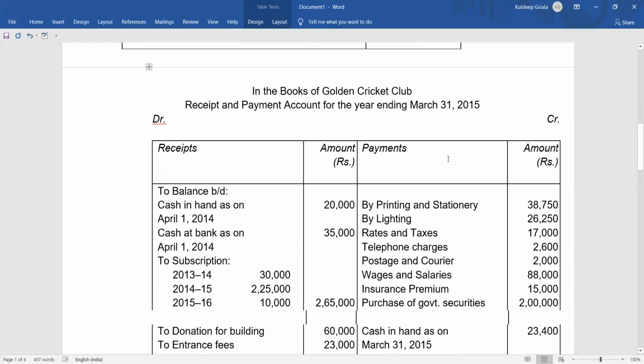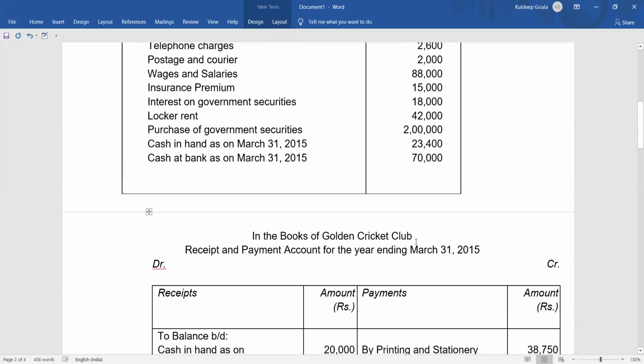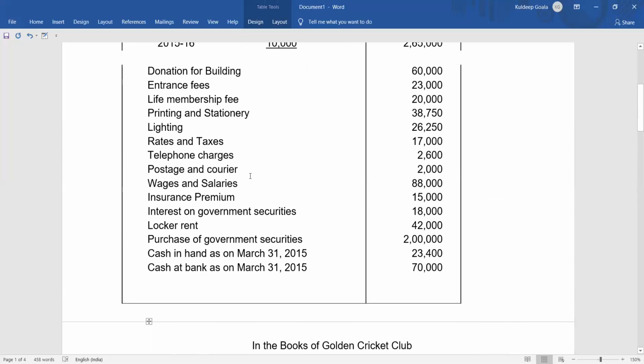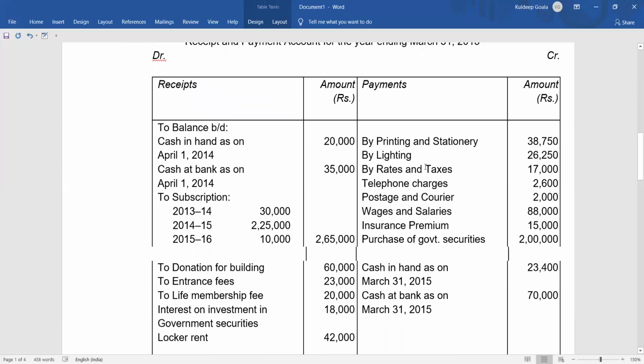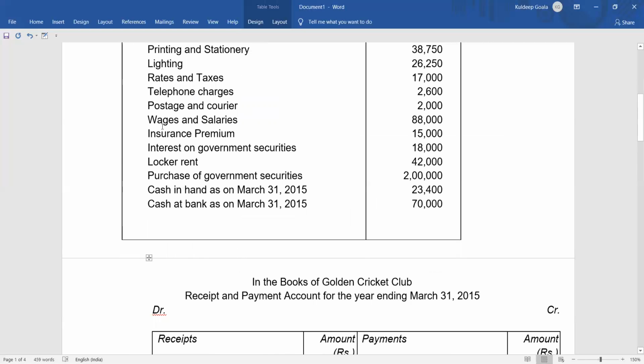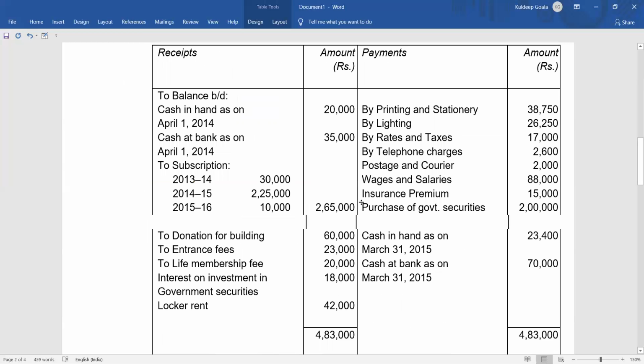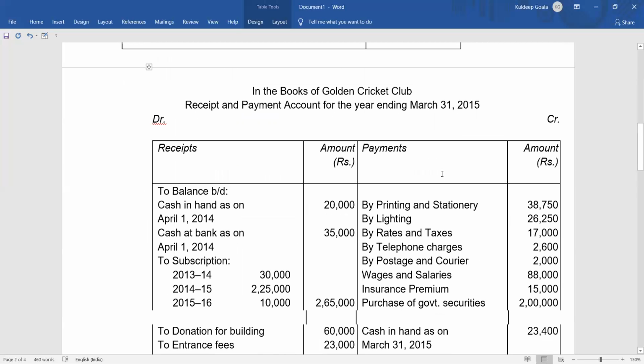So it will again be coming as by rates and taxes 17,000 rupees. Then coming to the next one, we have telephone charges of 2,600. So it will be coming as by telephone charges 2,600. Next, we have postage and courier of 2,000 rupees. So again, it will be coming as by postage and courier 2,000 rupees. All the payments will be coming in the credit side.